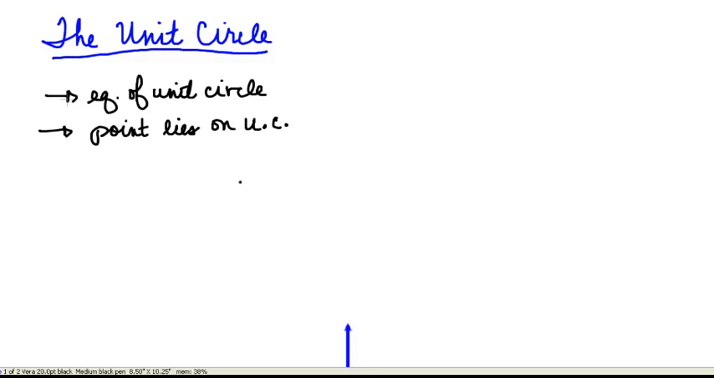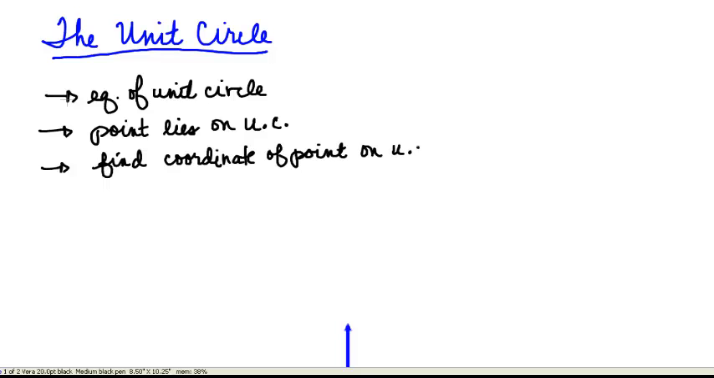I'm going to call it UC for short. Then we're going to have to find a coordinate of a point on a unit circle. Then we're going to talk about the terminal points. And lastly, reference angles.